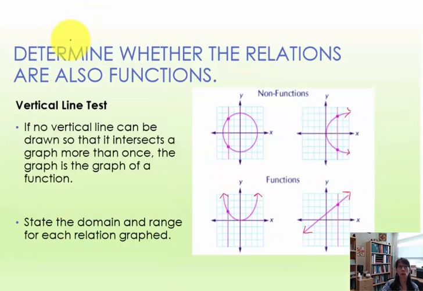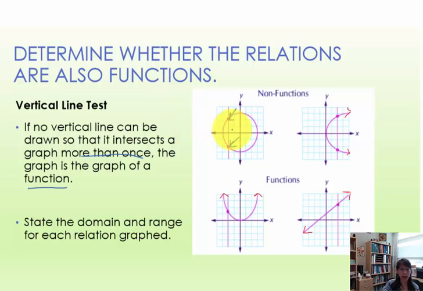Now we're going to determine whether the relations are also functions. We are going to use the vertical line test. If no vertical line can be drawn so that it intersects a graph more than once, the graph is a graph of a function. We're going to state the domain and range of each relation group. So you can see in the first picture we've got a circle, and a vertical line has already been drawn. Do you notice how this vertical line intersects our circle in two different places at the same time? So that means it is not a function.